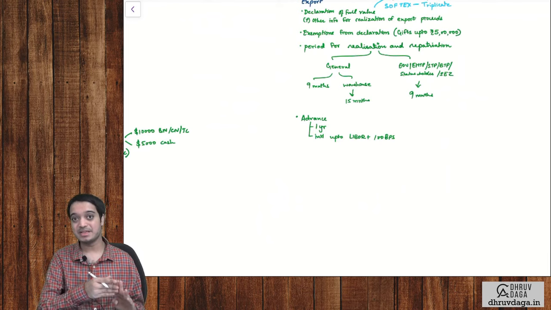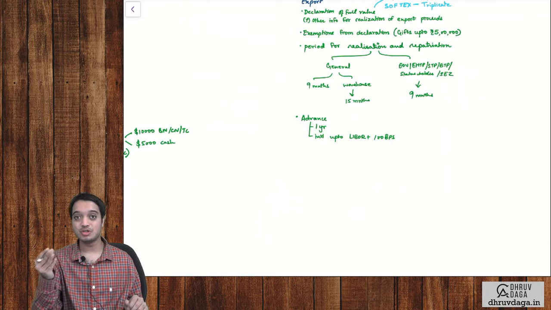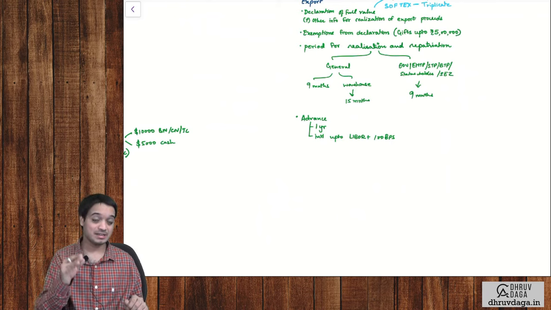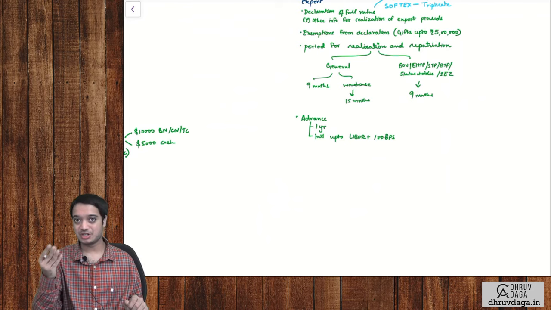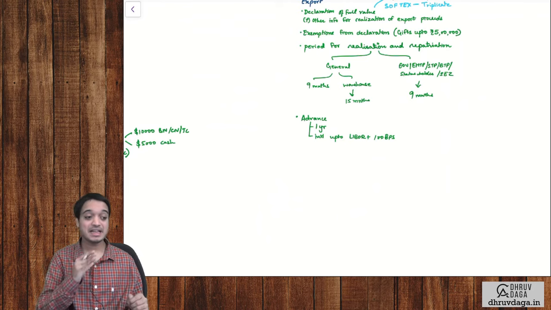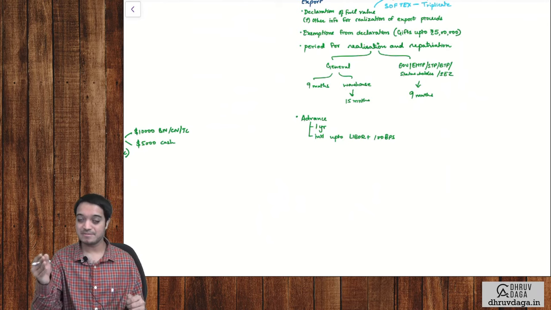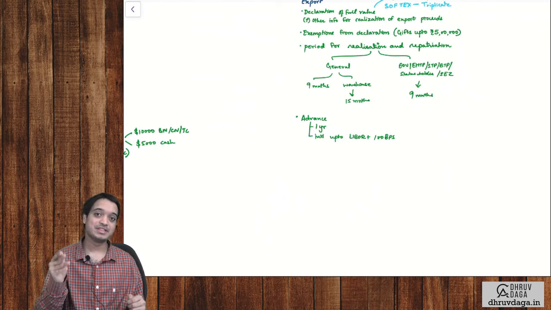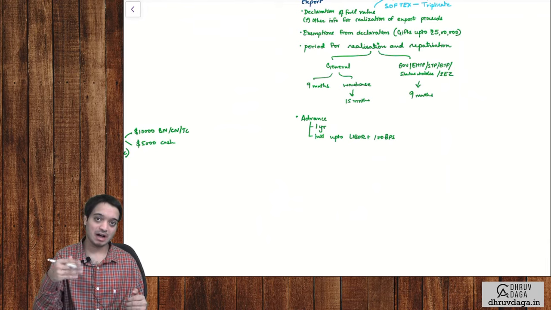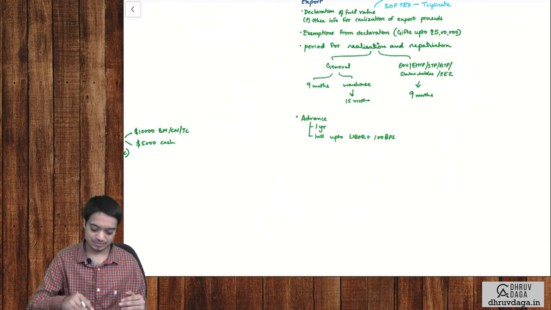The maximum period within which you will need to export the goods is within a period of 1 year. If you have not exported the goods within 1 year, you cannot refund the advance without permission of RBI. Interest can be given up to a maximum of LIBOR plus 100 BPS. If there is an agreement which says that the goods need to be exported after 1 year, that is allowed.